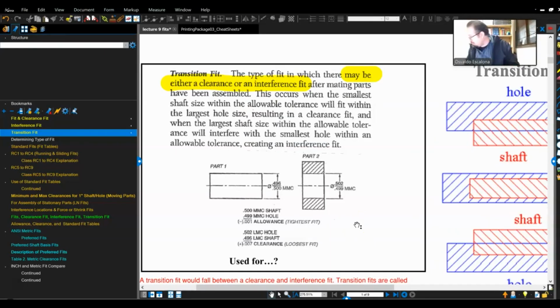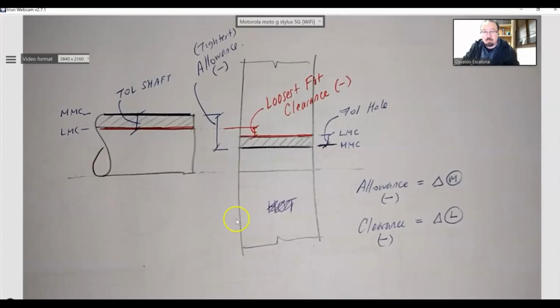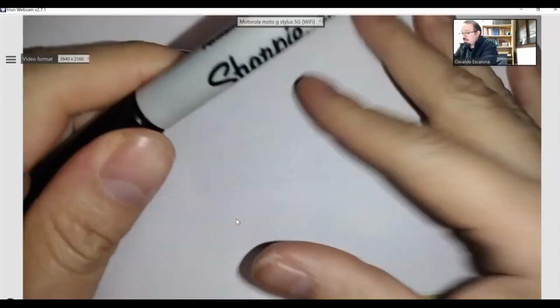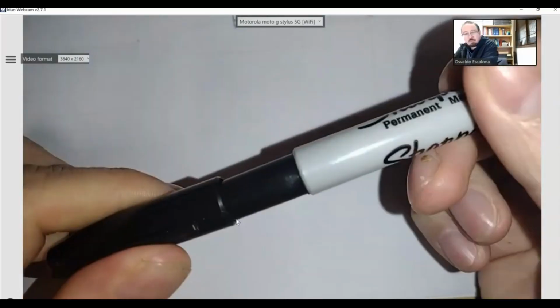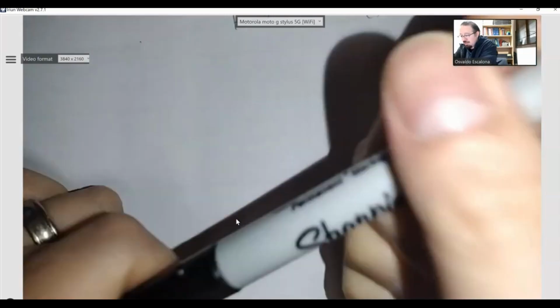That means I am going to be able to assemble things, and they are not going to be clearance. They are not going to be interference. They are going to be somewhere in the middle. Where is somewhere in the middle? This is somewhere in the middle. See it? I can go, this is clear, it's wiggly, and then I put it inside of it.